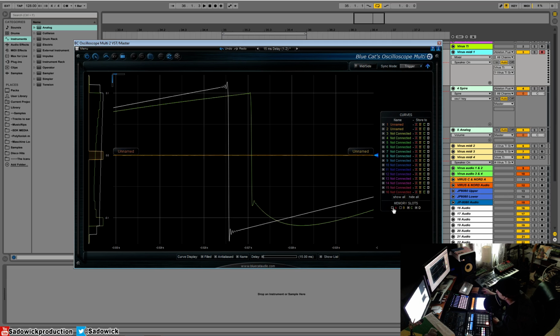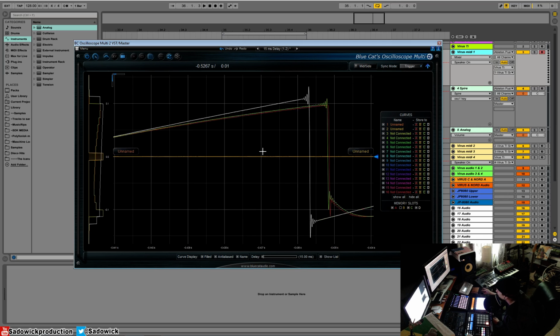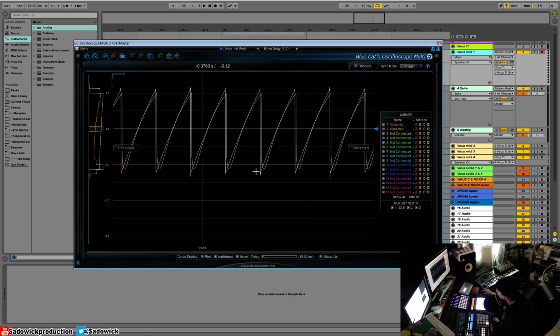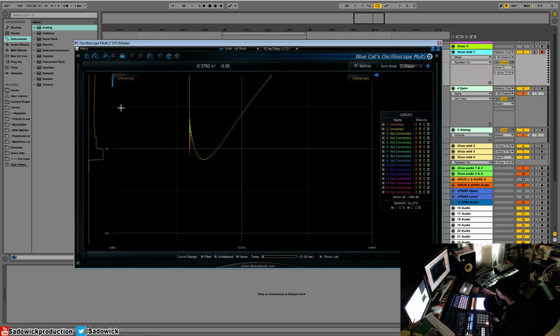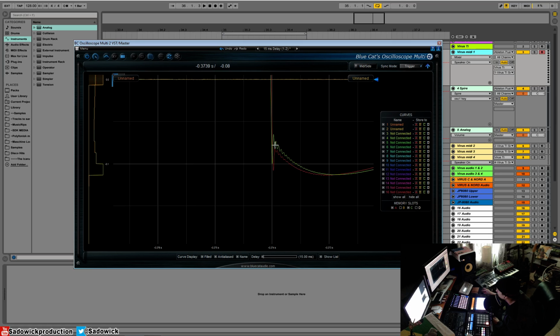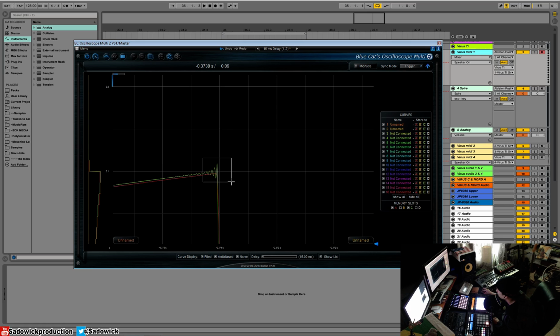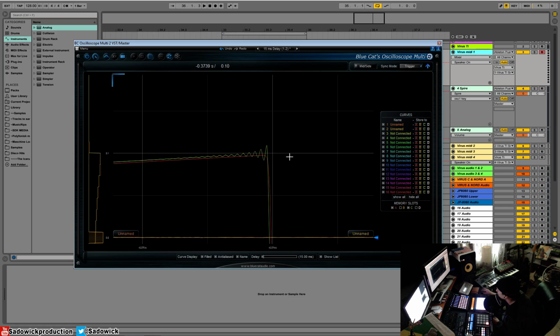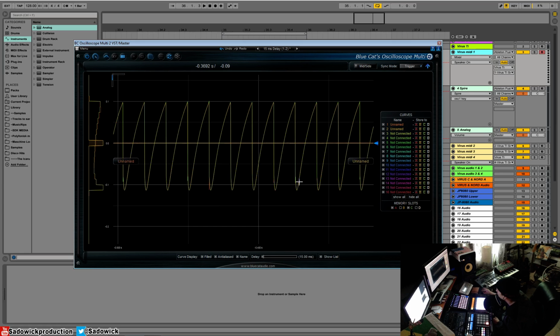Alright, so red is Virus, green is Spire. We'll try to find a good one here. You get the idea, right? Very similar, even in amplitude. And there are more partials in the positive voltage end. But still a pretty neat little tidbit.